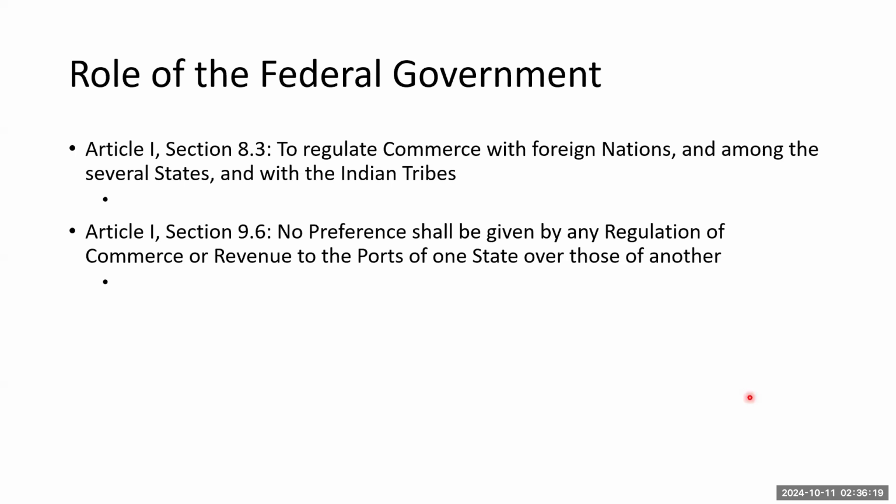So there are a few places in our Constitution that have been interpreted to give the federal government jurisdiction over the environment. Many of them come to us from Article 1 in various sections. So the first one is Section 8.3, to regulate commerce with foreign nations and among the several states.